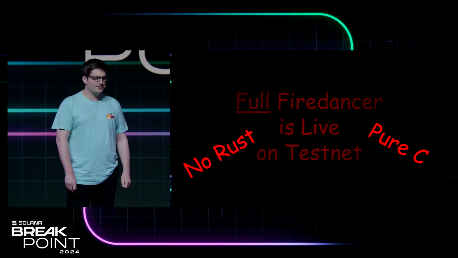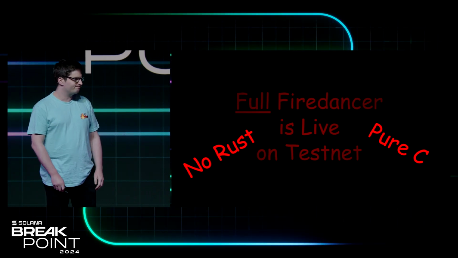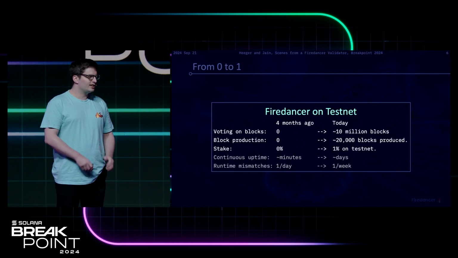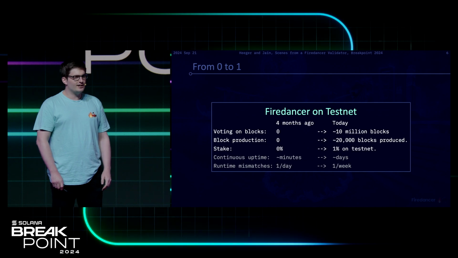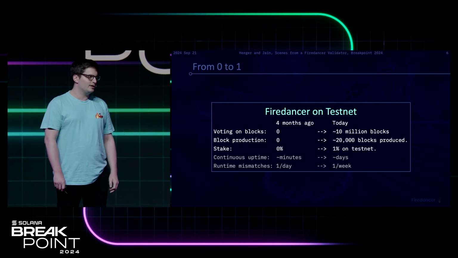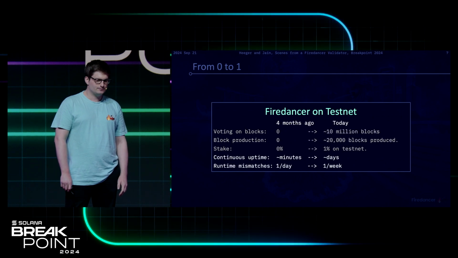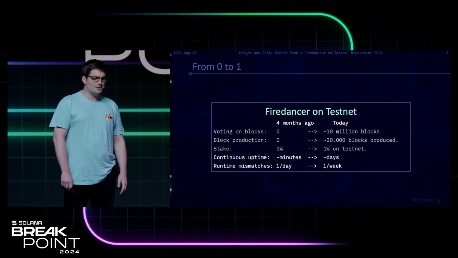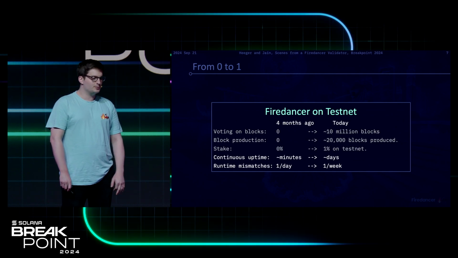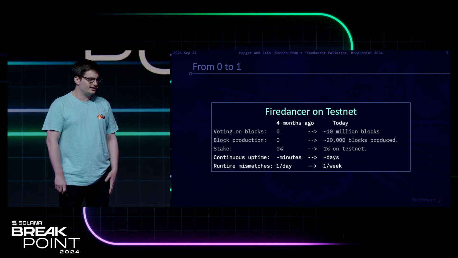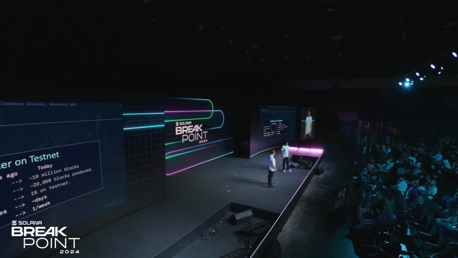We'll get into the specifics of how we got to this point, but first, let's touch on what Firedancer has been up to on testnet. Just the last few months, we've gone from not operating on testnet at all to building tens of thousands of blocks and voting on over 10 million blocks, all the while growing to 1% of stake. Continuous uptime has gone from a few minutes to several days, and similarly, runtime discrepancies between Firedancer and Agave used to appear once a day and now appear less than once a week. All of this has come together in just the last 12 weeks.